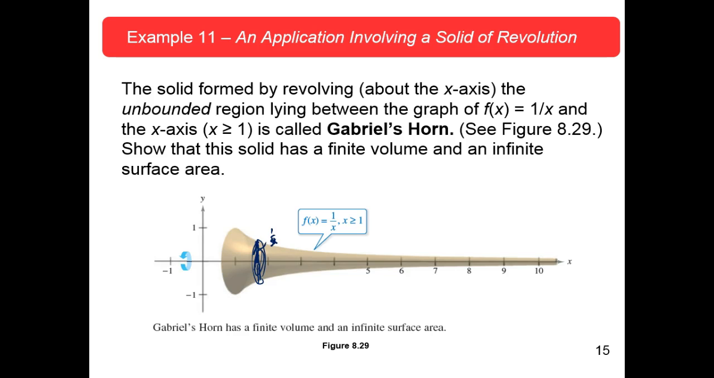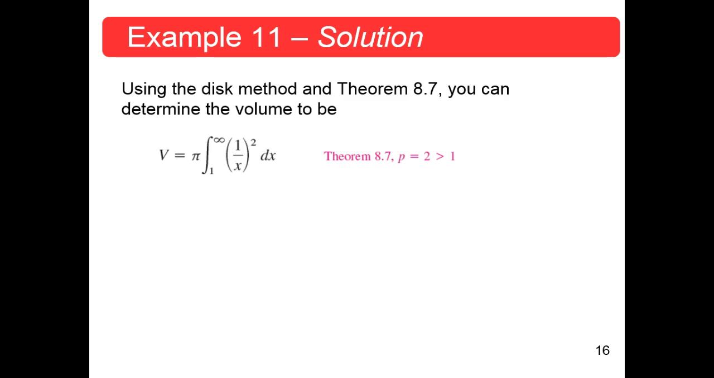Then this is your a squared, so pi times 1 over x squared dx. Well, that's the first one we had. That would be pi times, remember that, 1 over x squared, 2 minus 1 is exactly that, would just be 1. That would have a volume of pi.